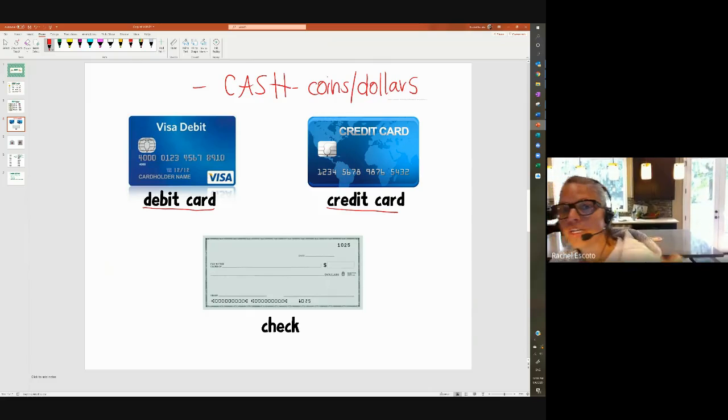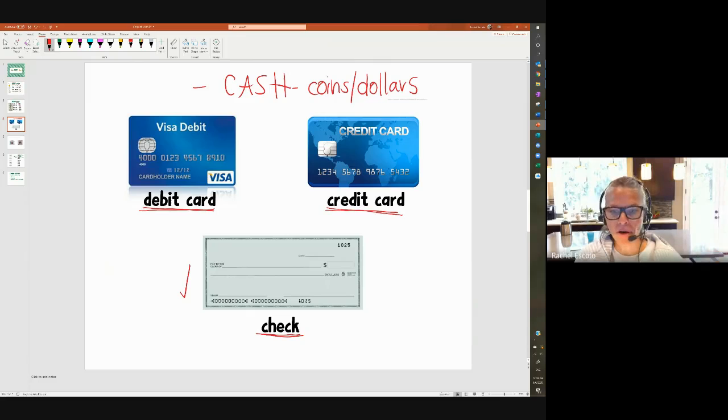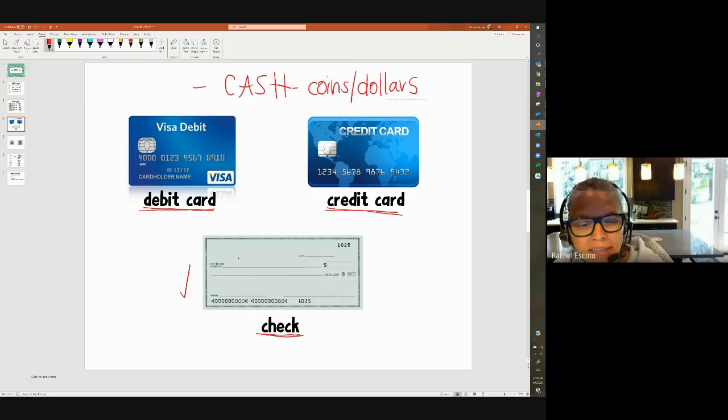But if you don't want to use coins and dollars, you can use a debit card or a credit card, or you can use a check. This isn't very common anymore. It used to be very common. And to make a check, you would put the place you're writing. Say I was at Fred Meyer. I would write the name of the place.